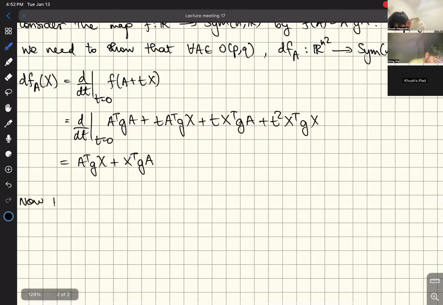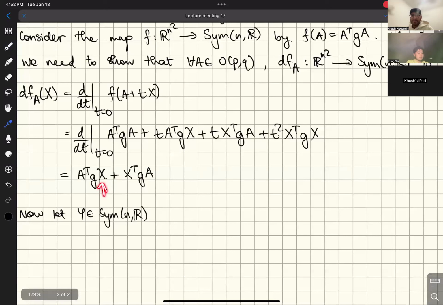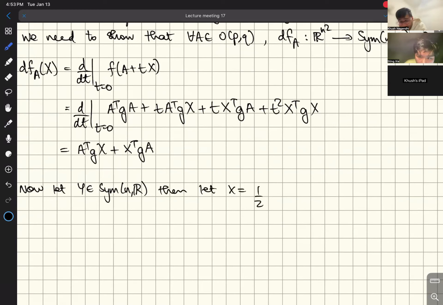Now let Y be a symmetric n by n matrix. Our goal is to find a matrix X such that when I put it into this, I get Y. The obvious choice for X, I mean, it's obvious once you see it in my opinion, is the following. Let X equal 1/2 A G inverse Y. We'll see why this is the right choice.